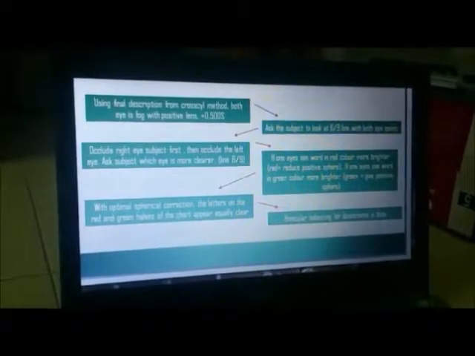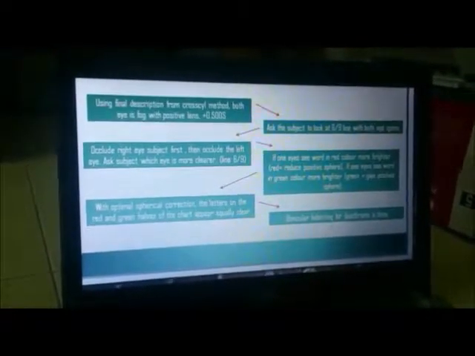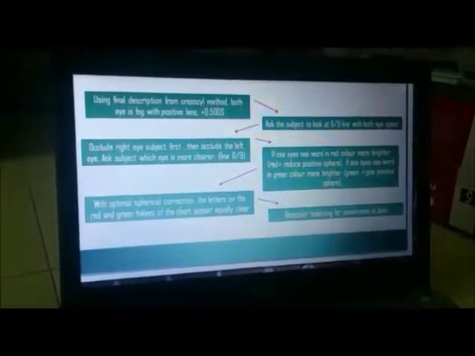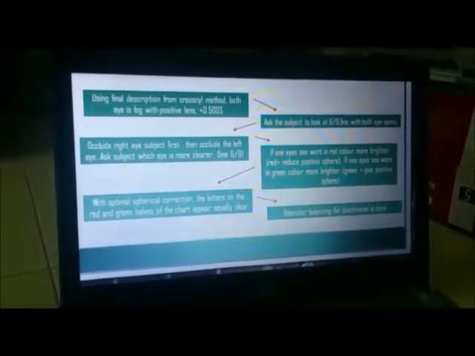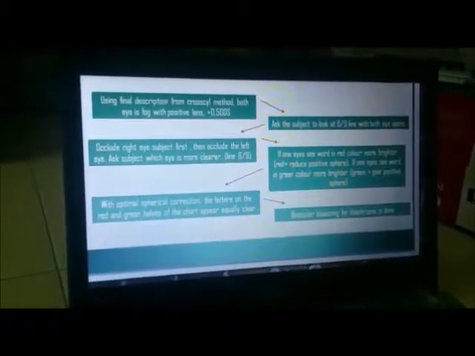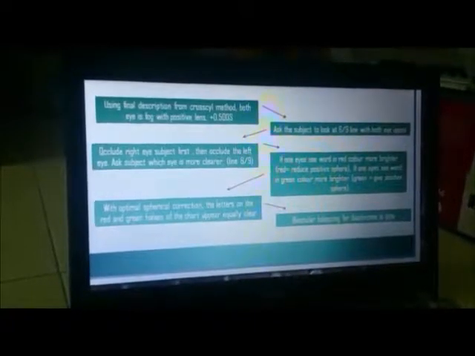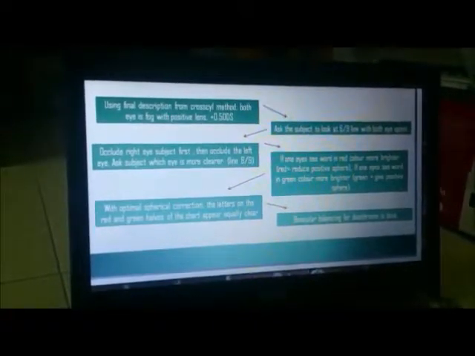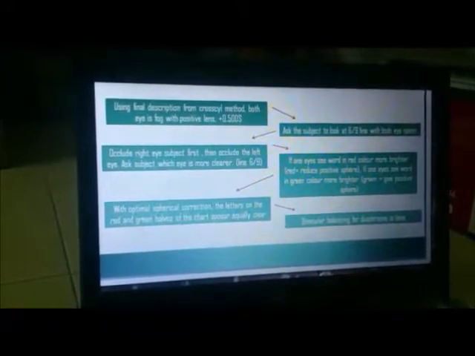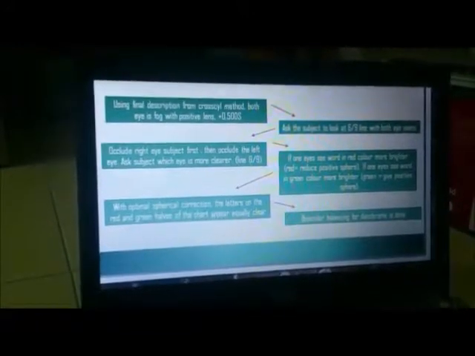If one eye sees the words in red color brighter, red means reduce positive sphere. If one eye sees the words in green color brighter, green means give positive sphere. With optimal spherical correction, the letters on the red and green half of the chart appear equally clear. And lastly, binocular balancing for Duochrome is done.